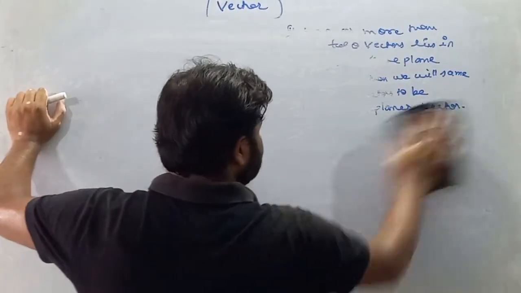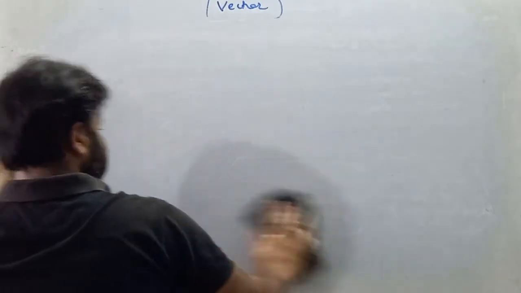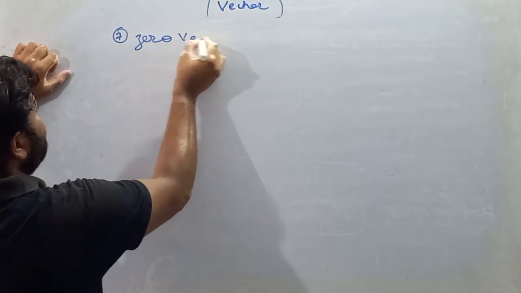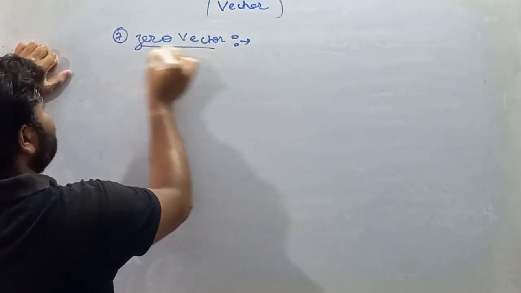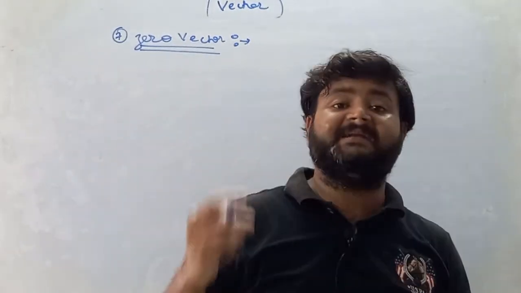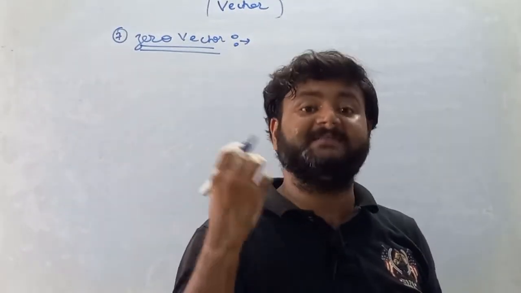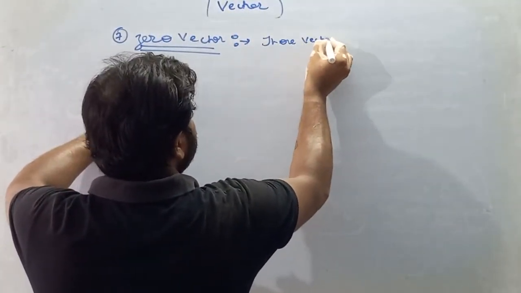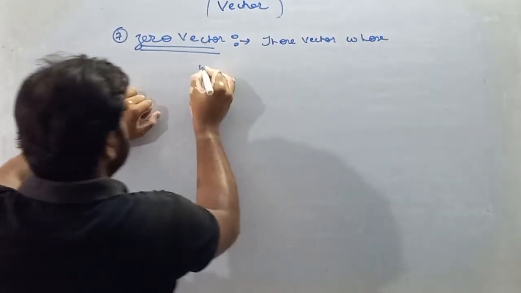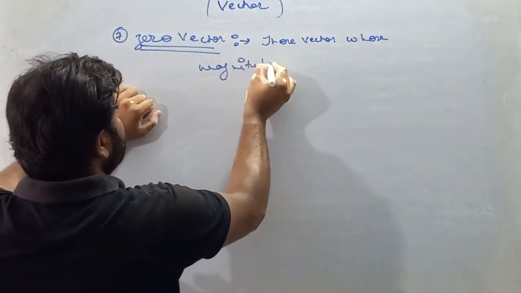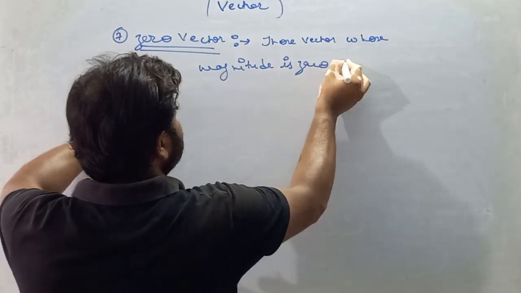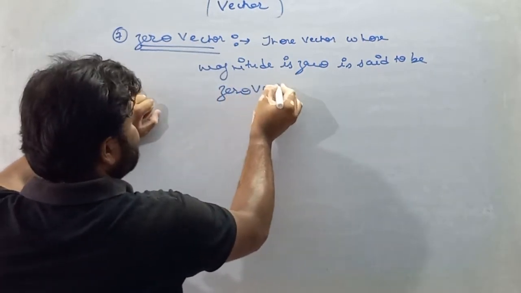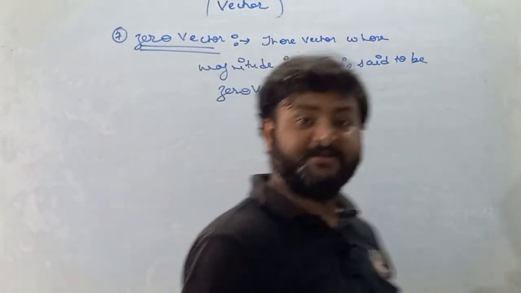Now moving forward, we are talking about now zero vector. Write down, seventh is your zero vector. So what actually zero vector is? So that vector whose magnitude is nothing, we can say 0, is called zero vector. So I'll write here, those vectors whose magnitude is 0 are said to be zero vector. So remember this thing, beta.